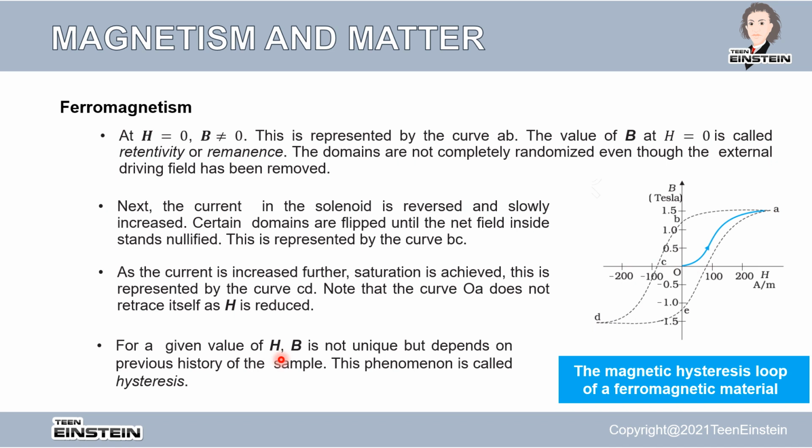So for a given value of H, B is not unique but depends on the previous history of the sample. This phenomenon is called hysteresis. This loop is called the hysteresis loop, and this is a characteristic of a ferromagnetic material.